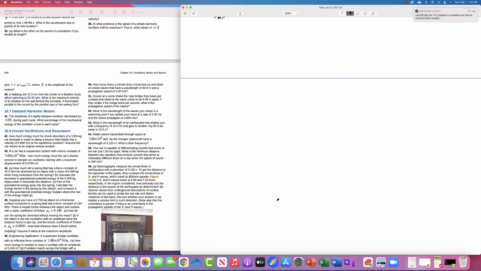Number 41. With number 41, we are talking about damped harmonic motion, which is a harmonic motion that has some form of resistance, such as friction, or other means in which the motion itself is decreased with each cycle. So you start out with a motion that looks this big, and at each subsequent point there's a loss in amplitude like that. And that's what's meant by damped harmonic motion.